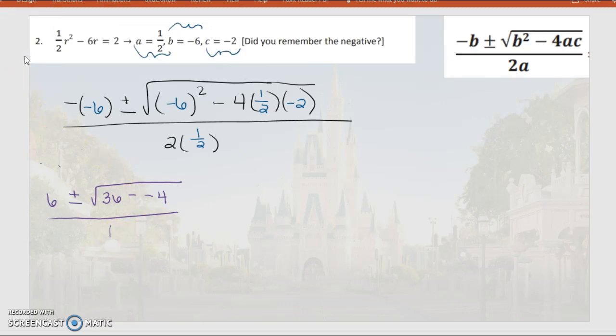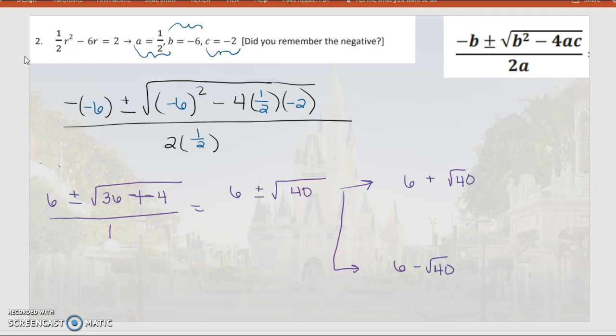Sweet. And my favorite thing about something over 1 is that I don't have to write over 1 anymore, because anything over 1 is just itself. So I can do 6 plus or minus the square root of 36 minus negative 4. If you have a minus negative, that turns into one big old plus sign, and that's just a 40. So we're going to break this into two equations. We have 6 plus the square root of 40 and 6 minus the square root of 40.